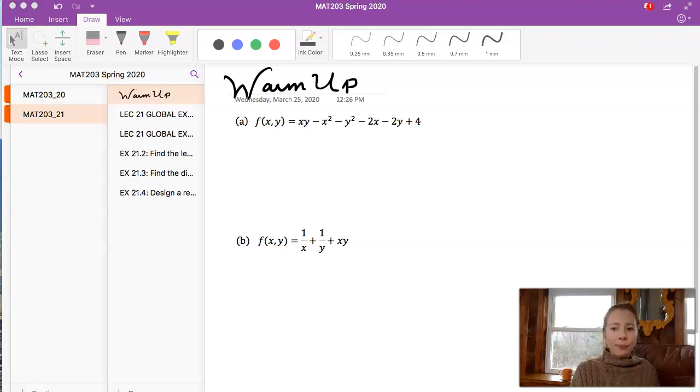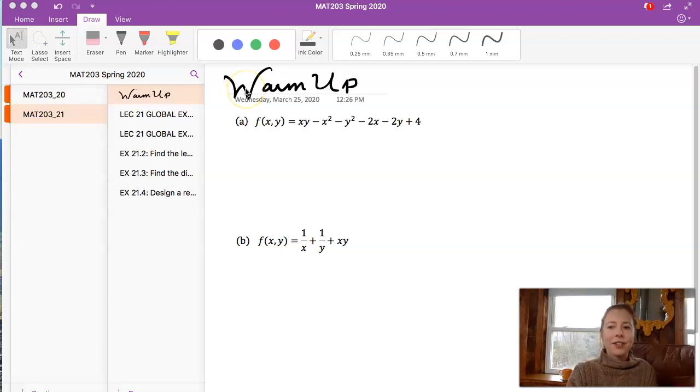So to warm up, find the critical points for the following. First, find the critical points for f of x is equal to xy minus x squared minus y squared minus 2x minus 2y plus 4, and b, for f of x is equal to 1 over x plus 1 over y plus xy. So pause the video here, give it a try, and when you're ready to see the solution, hit play.